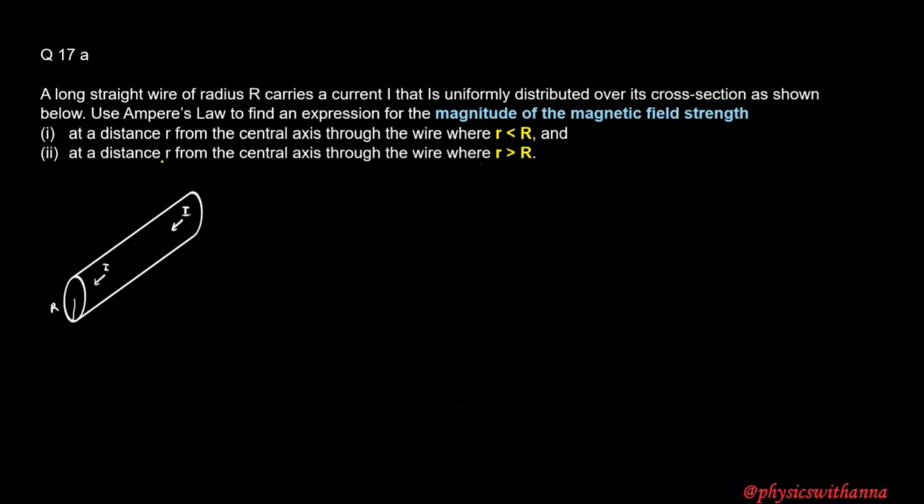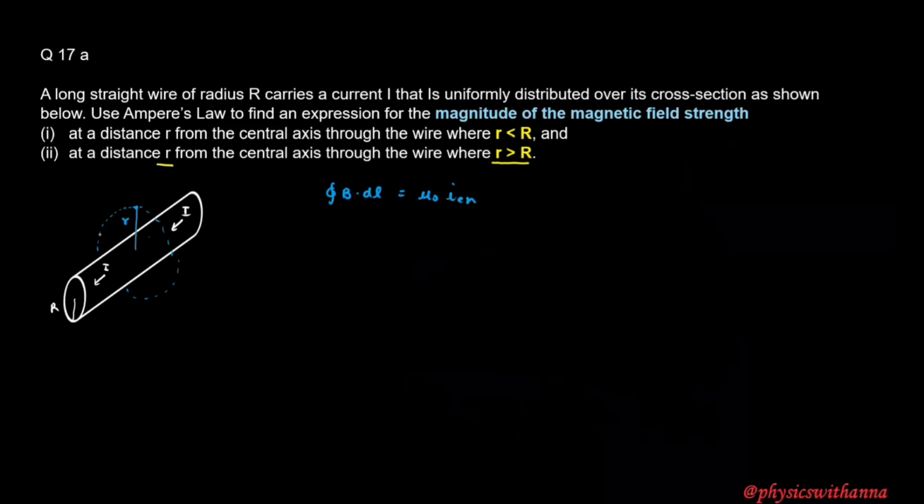Now let us discuss case 2, where we need to find magnetic field at a distance r such that r is greater than the radius of the wire. So let us first define this point r from the axis to a point outside the wire. Again, we are going to use Ampere's circuital law. Ampere's circuital law says that integral B dot dl is equal to mu naught times the I enclosed. And if I have to use this law, I have to create an Amperian loop.